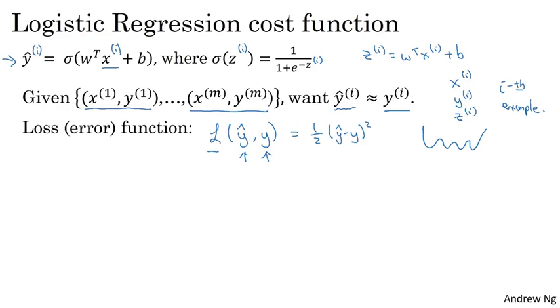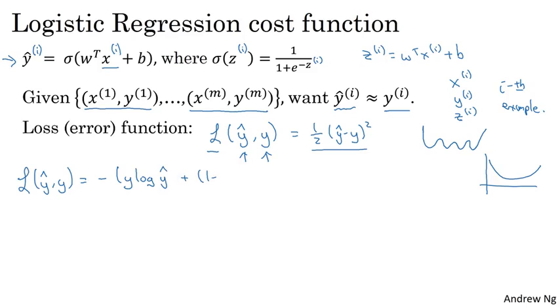So in logistic regression, we will actually define a different loss function that plays a similar role as squared error, but will give us an optimization problem that is convex, and so, as we'll see in a later video, becomes much easier to optimize. So what we use in logistic regression is actually the following loss function, which I'm just going to write out here: negative y log y hat plus 1 minus y log 1 minus y hat.